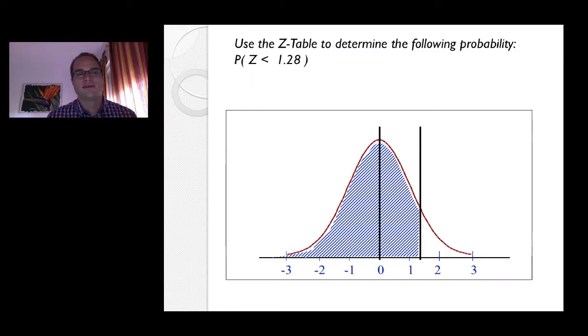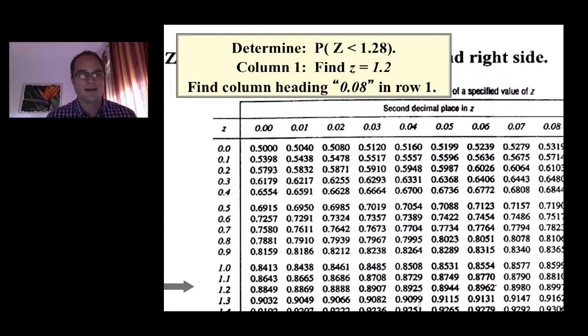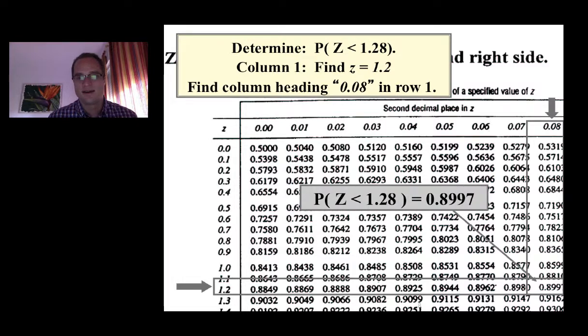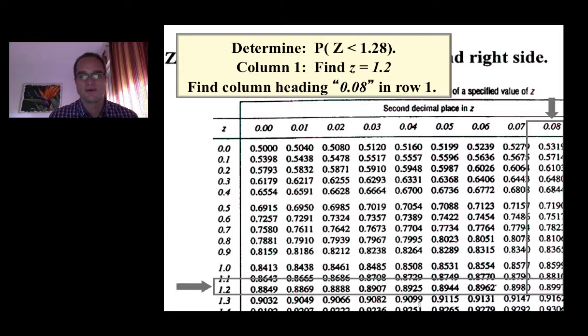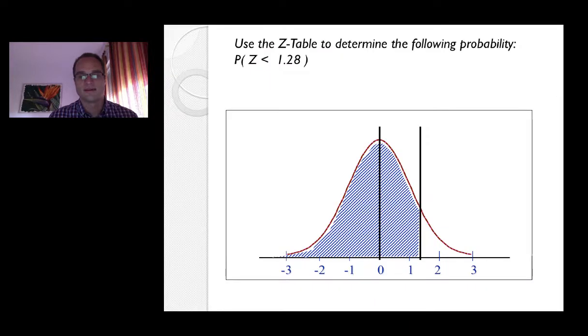But how I can use the table is I need to look up 1.28. Here I find 1.2 in the first decimal place, 0.08 the second decimal place, and it's cut off a little bit, but that's 0.8997, and that's going to be the probability that z is less than 1.28, and so that's this area here in blue.